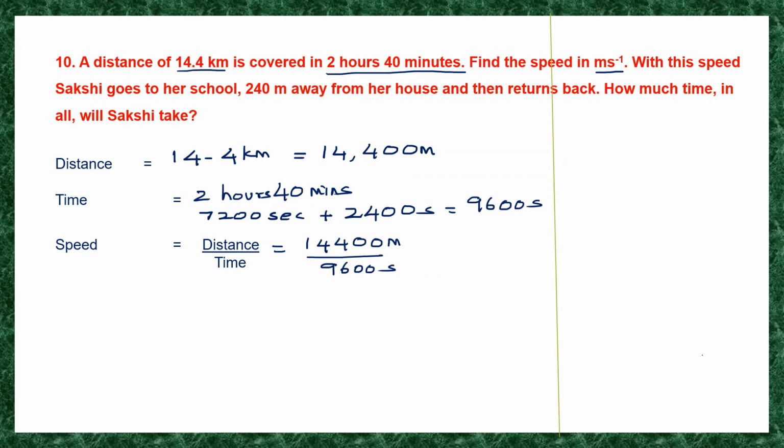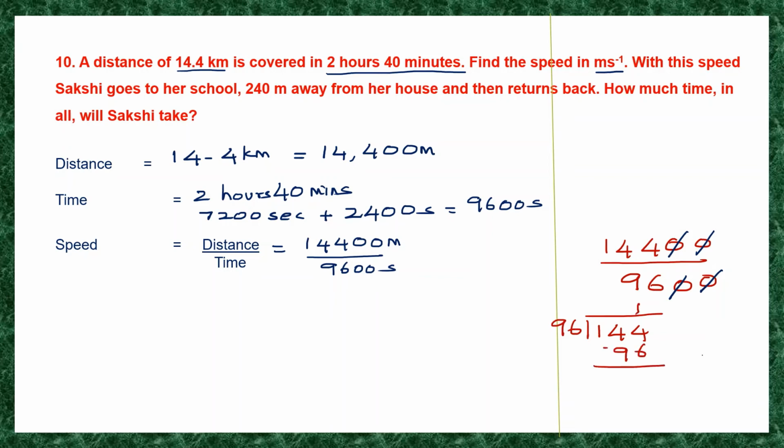So now let's divide 14,400 by 9,600. So let's cancel. There are two zeros there and two zeros here. We can cancel. Now I can divide this. I can divide 144 by 96. So that will be 96. Ones are 96 minus, now I need to borrow. So this becomes 3 and this becomes 14. 14 minus 6 is 8. Then again 13 minus 9 is 4.